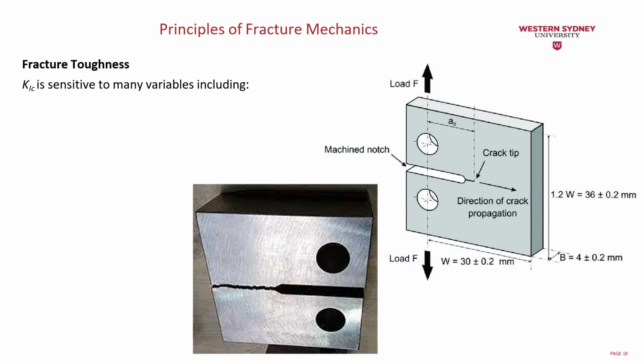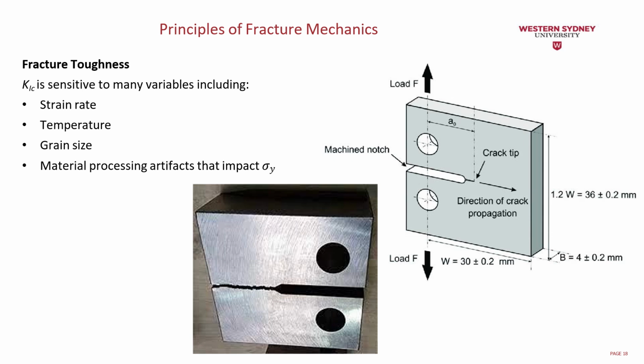So the KIC is sensitive to many variables, including first the strain rate, the temperature, the grain size, and the material processing artifacts that impact the sigma Y. So you can see that different materials are definitely going to have a different value for the KIC. You remember the strain rate, you know the effects of the temperature, you know the effects of the grain size, and also the method with which the material has been processed.